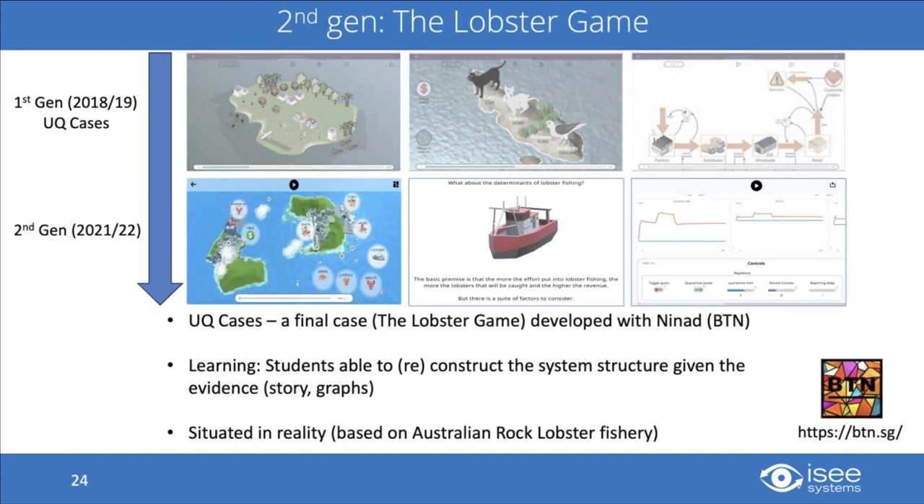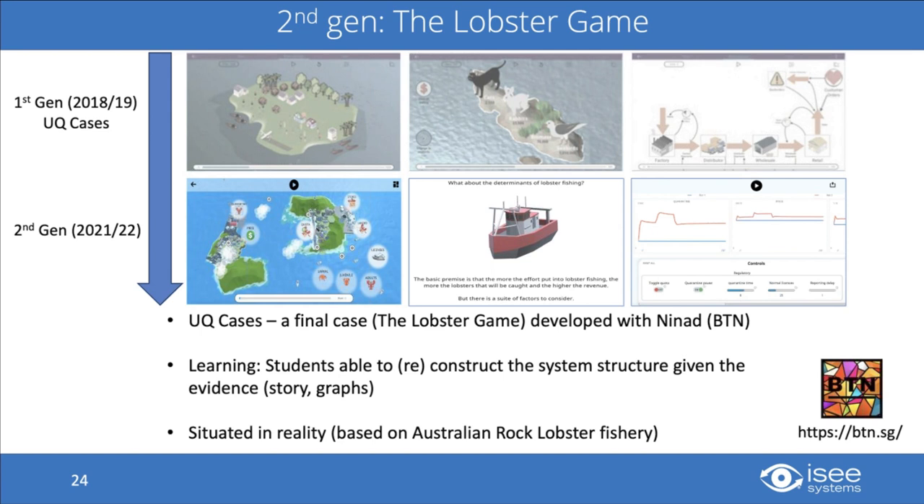I would then say that the second generation was what was called the lobster game. In 2021, there was a bit of money left over in the UQ Cases project, and it was put to me: would you like to make another game or return the money? I said I'd like to make another game. I very much led the development of this one, again in association with BTM, with Nenad. I was the one who developed the stock and flow model in Stella, and Nenad was the person who then transformed those models into Unity 3D.